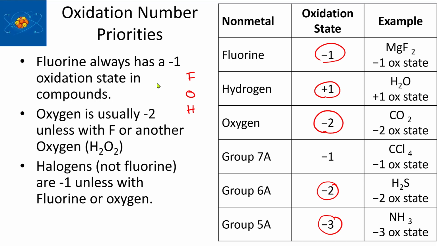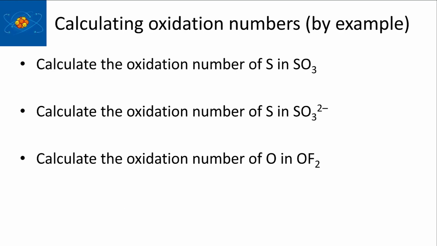Okay, so having said that, let's go ahead and try to calculate some oxidation states. So this is what I'm going to do. For whatever element I'm trying to find the oxidation number for, I'm just going to replace that element with X in an equation. So for example, I want to know the oxidation state of sulfur in this compound here, in SO3, okay?